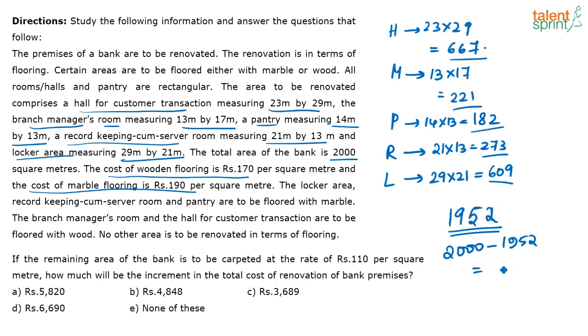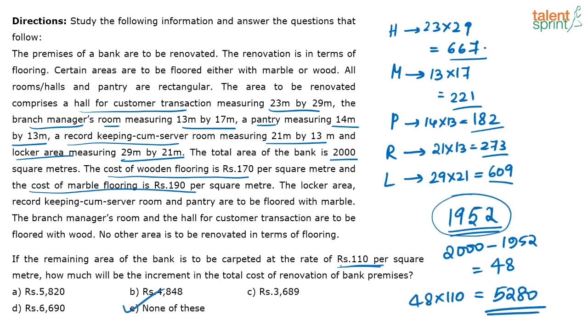So how many square feet have I not reworked actually? It is nothing but 2000 minus 1952, or 48, correct? 48 meters squared I have not reworked. So 48 meters squared I have not reworked means now I am going to rework that at a rate of 110 rupees per square feet. So what will be the cost? It is nothing but 48 into 110. That's going to be your answer. That is, you get it as 5280. Correct answer is option E.